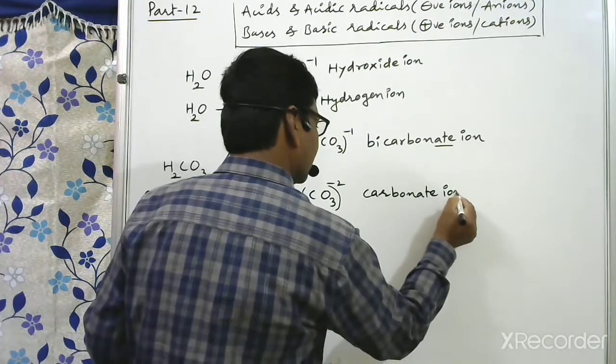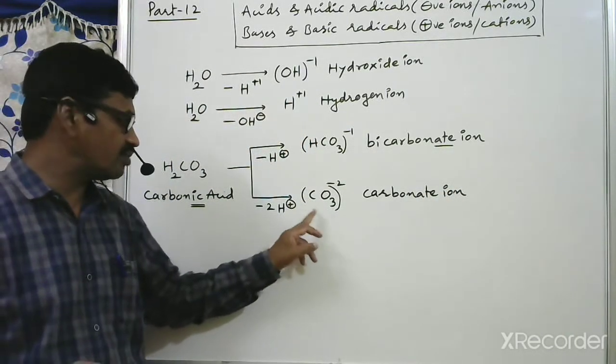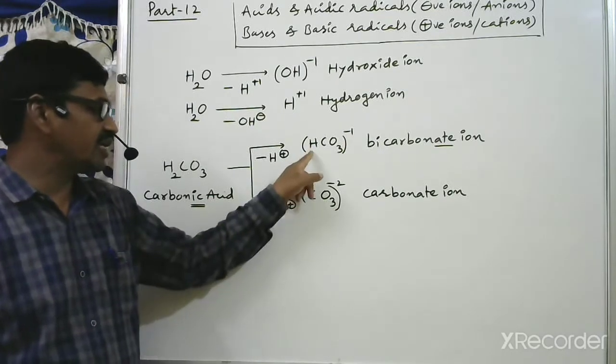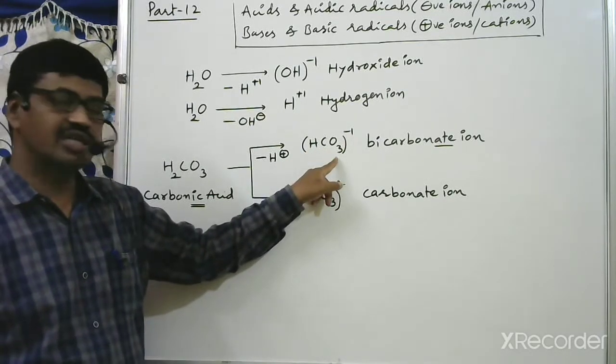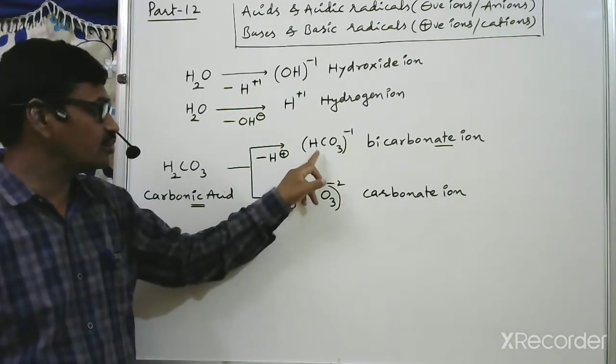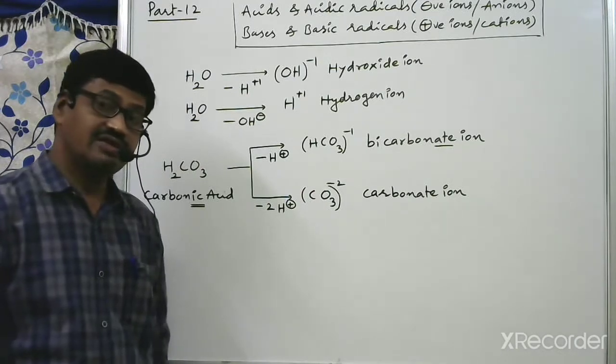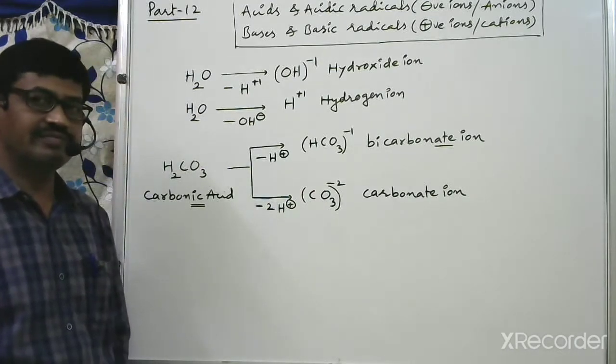Carbonate ion. See here, this is a compound ion or polyatomic ion. One carbon, three oxygens are present here. Here one hydrogen, one carbon, three oxygens are present. It is the bicarbonate ion. Otherwise we can say hydrogen carbonate ion because one hydrogen is present, so that we can say it is hydrogen carbonate.